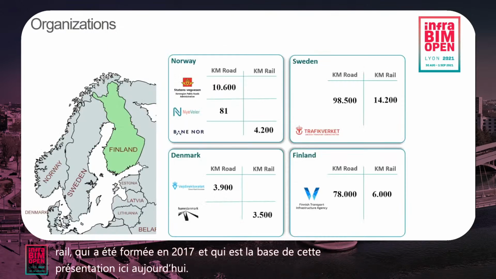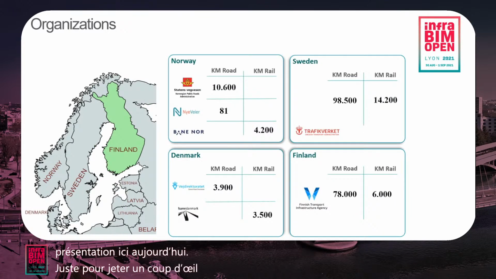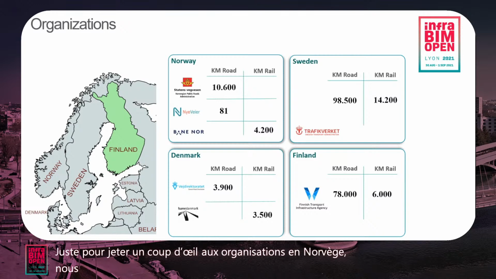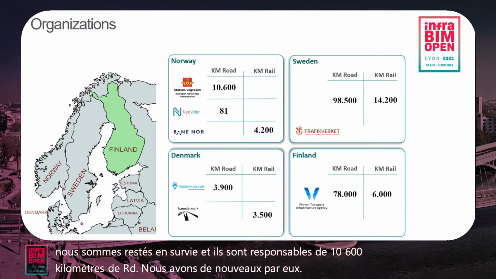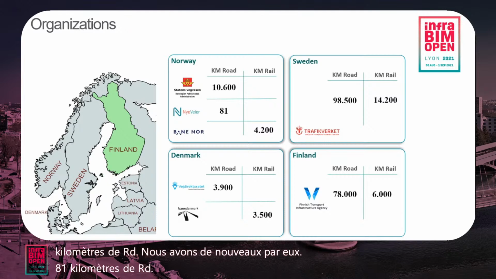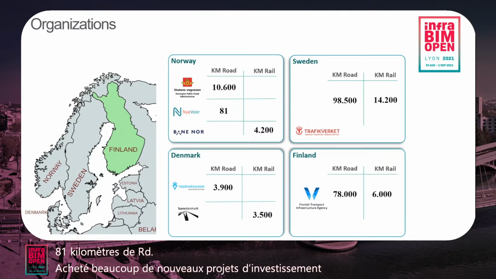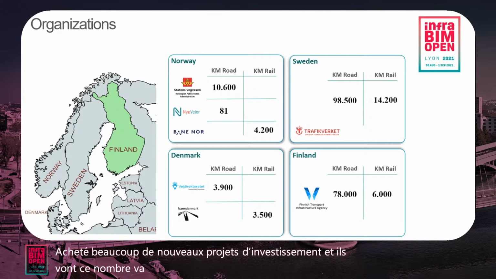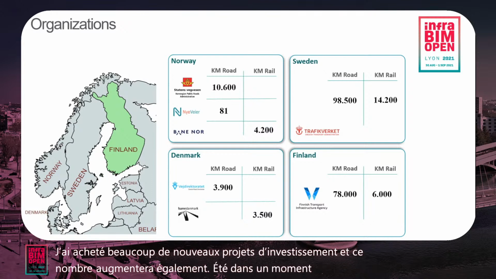Just to take a look at the organizations in Norway, we have Statens Vegvesen. They are responsible for 10,600 kilometers of road. We have Nye Veier. They have 81 kilometers of road, but a lot of new investment projects, and that number will grow as well. Bane NOR has 4,200 kilometers of railway.